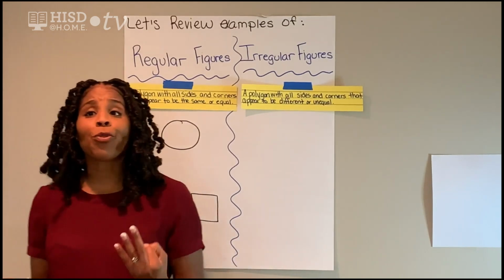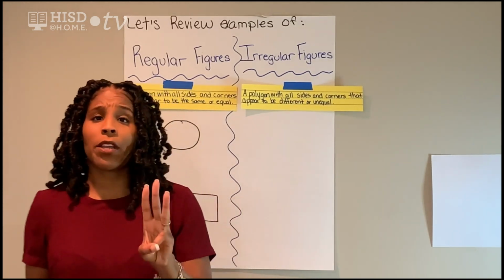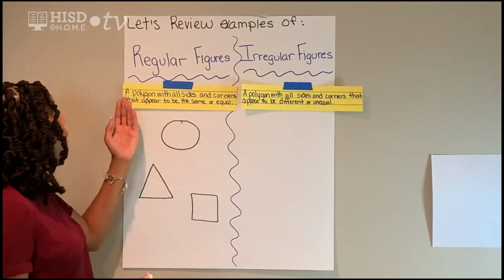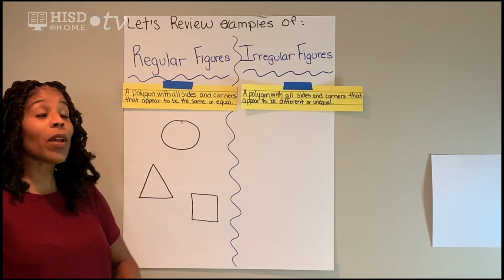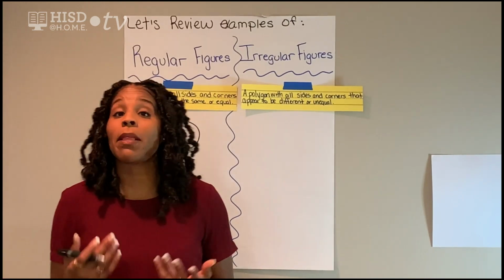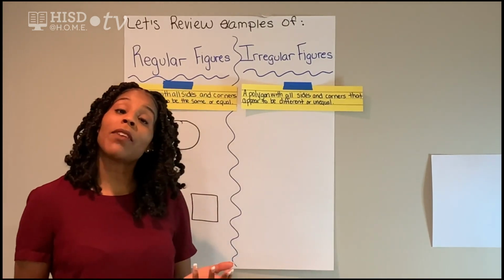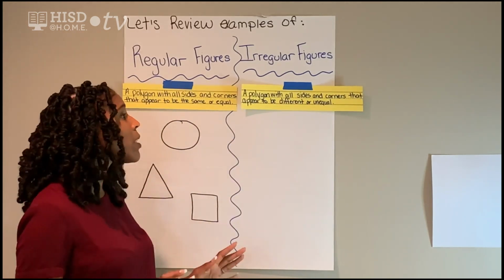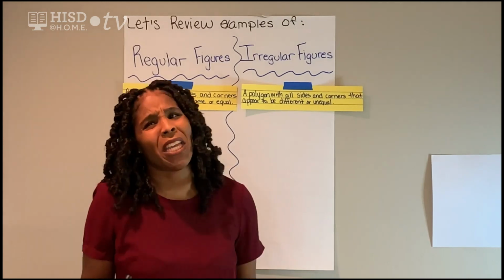So I drew 3 regular figures. And remember what those regular figures definition is: a polygon with all sides and corners that appear to be the same or equal. Now we have irregular. Irregular is a polygon that has all sides and corners, but they're different or they're unequal.